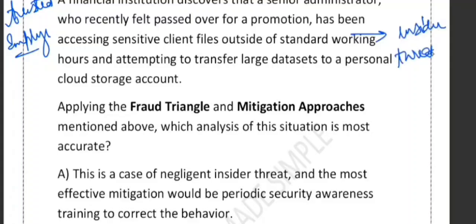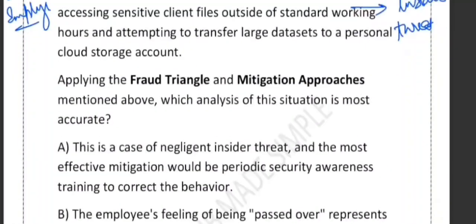Do you know why it happened? So let's decode this question using the fraud triangle and learn a quick memory trick to spot the warning signal.